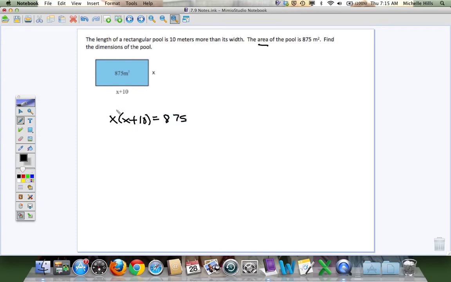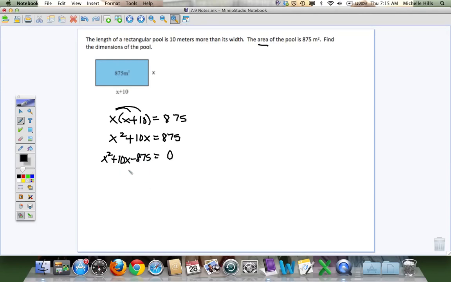I'm going to start this problem the same way I did the other one. Distribute to get x squared plus 10x equals 875. Then I would subtract 875 from both sides to get this side to be 0. And I'd have x squared plus 10x minus 875 equals 0.